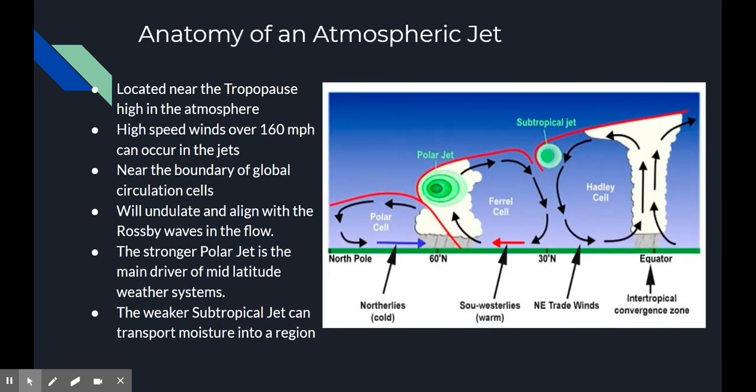The jets that are formed as a result of the global cell circulations and the Earth's rotation occur high in the atmosphere near the tropopause. The polar jet is the much stronger of the two main jets, with speeds over 160 miles per hour possible in its core. The most active mid-latitude cyclones or storm systems will have strong polar jets associated with them. The weaker subtropical jet plays a role in the northward moisture transport into the mid-latitudes.